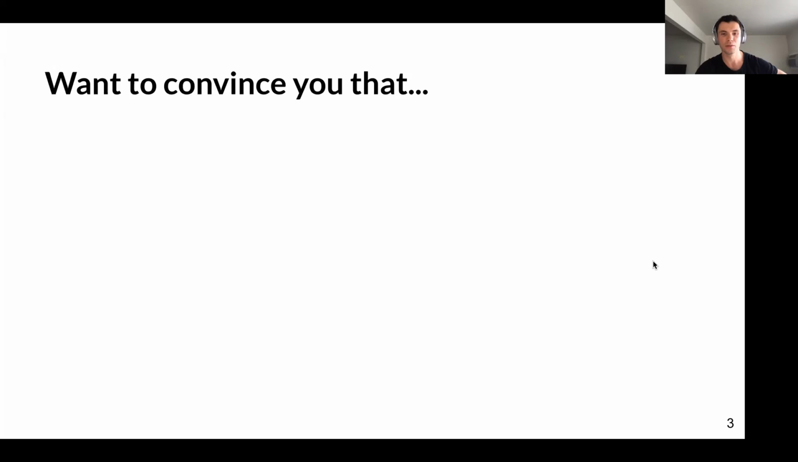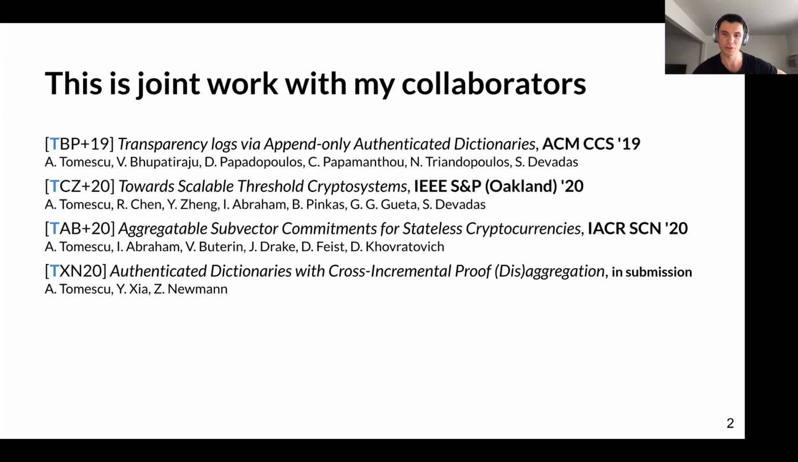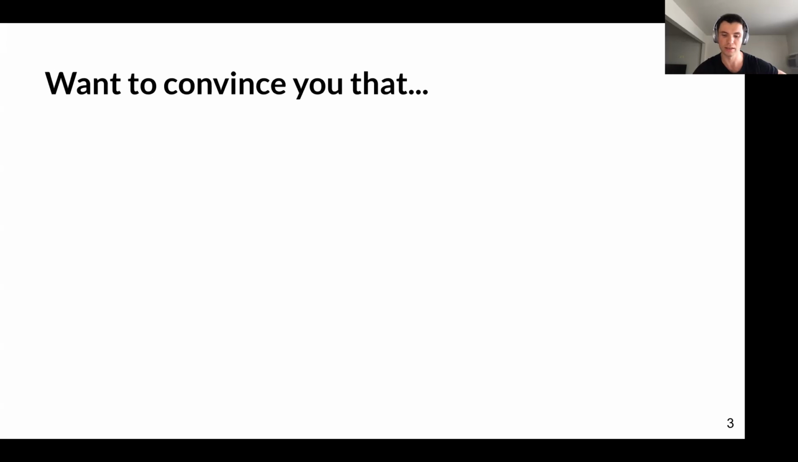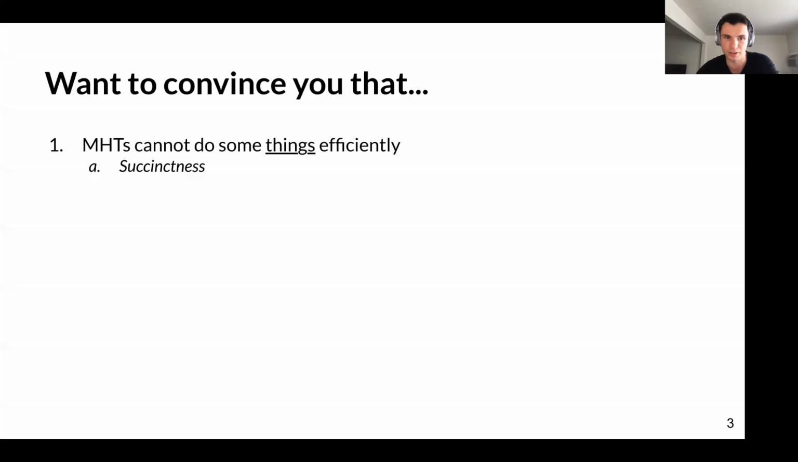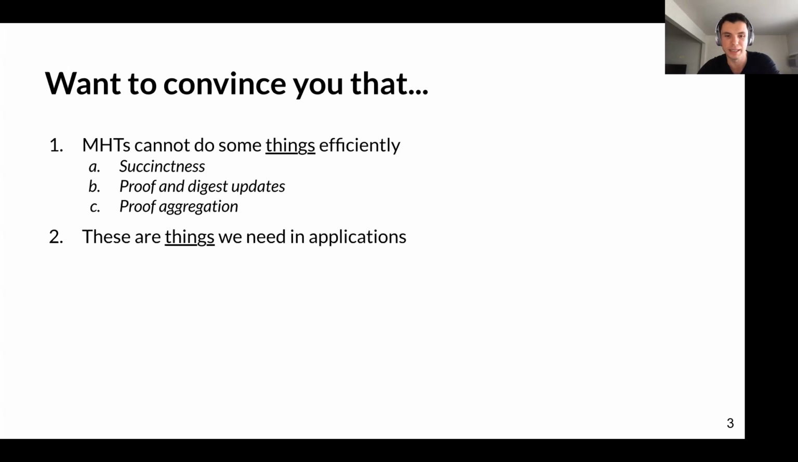When I tried thinking about what kind of talk I wanted to give, I didn't want to go into a lot of technical details about all of these different constructions in the papers, because there are already a lot of talks by me that do that, and you can find those online, and I'll give you links for it. Instead, I want to take a broader approach and generally convince you that Merkle hash trees, which we're all hopefully familiar with, cannot do some things efficiently. So things like having succinct proofs, things like updating proofs and digests, things like proof aggregation. And these are actually things we need in many applications.